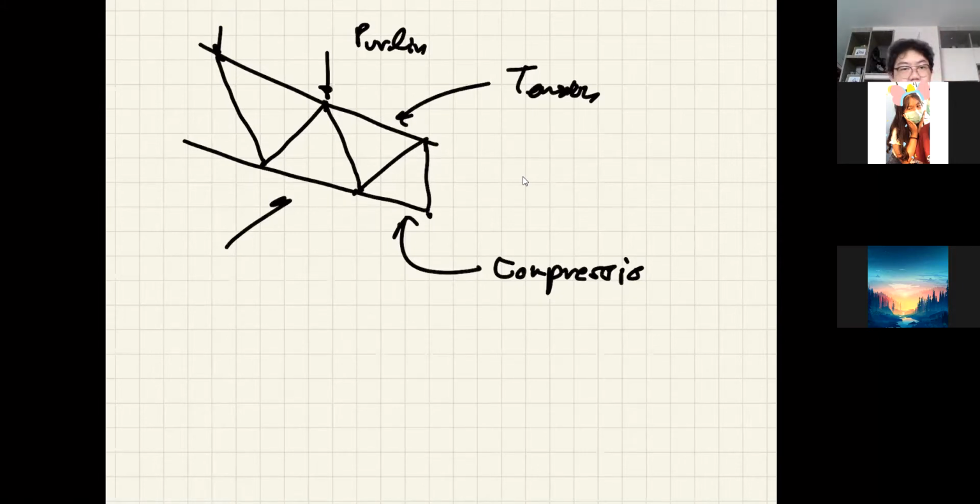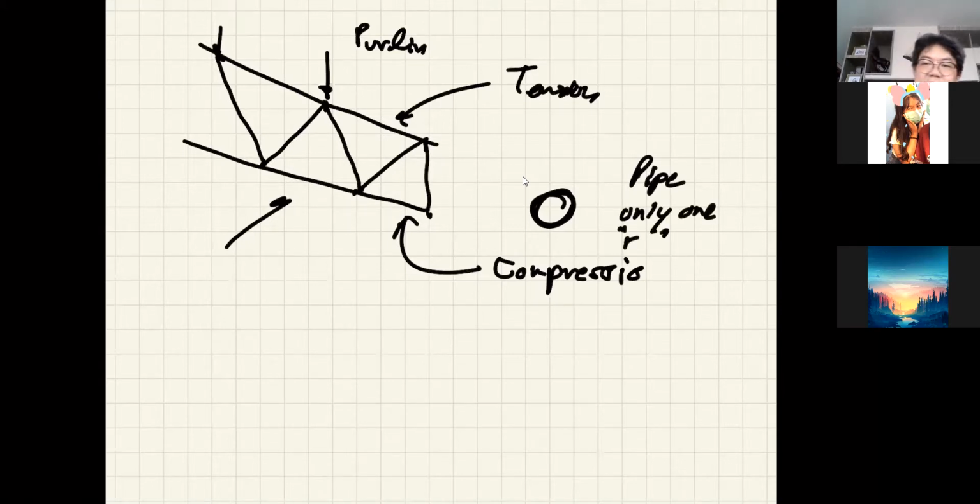But the good thing is that, from an aesthetic point of view, I think we are going to use a pipe, which has only one r, just one r. So you just figure out the maximum unbraced length and you're fine. You don't have to check both axes. So that's the beauty of the pipe.